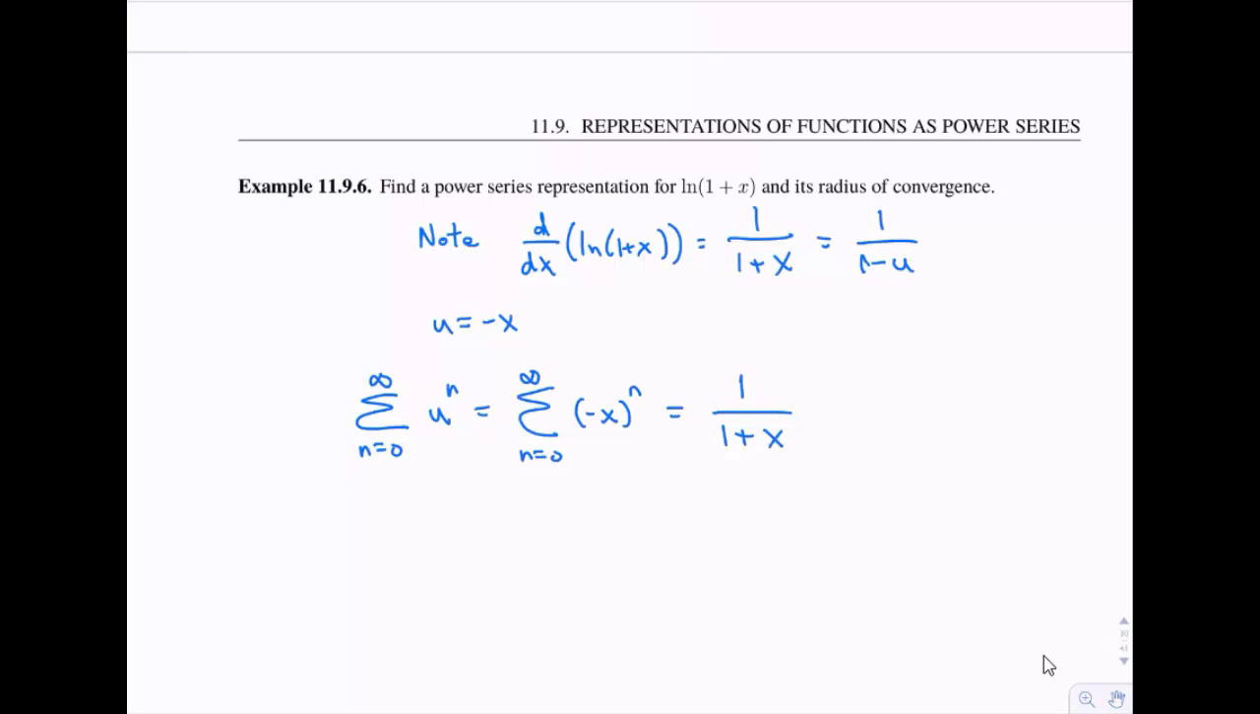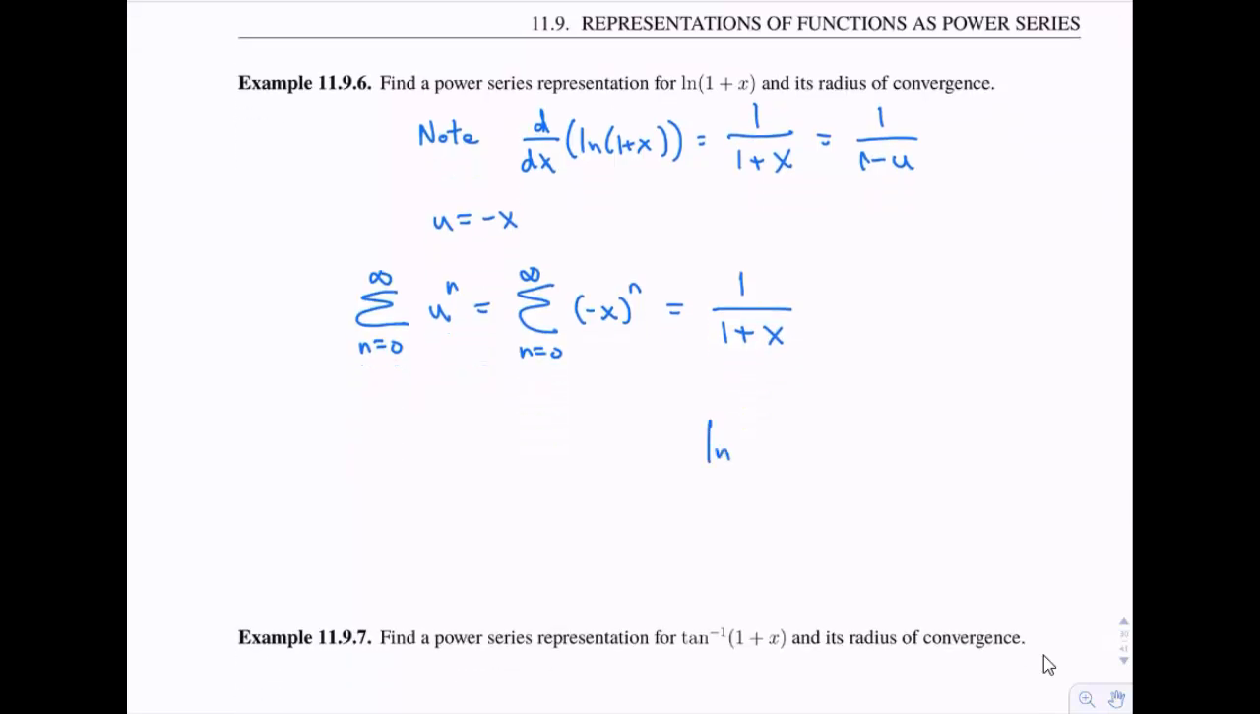Now, if I integrate both sides, I should get the natural log of 1 plus x, right? So all I need to do is integrate both sides. Well, on the left-hand side, again, integration happens exactly like it does for polynomials, essentially. So n plus 1 in the denominator times negative x to the n plus 1. There it is. And why do I have that negative, you might wonder? Well, that's because of the chain rule, right? Because I'm integrating negative x, there's going to be this extra negative term.